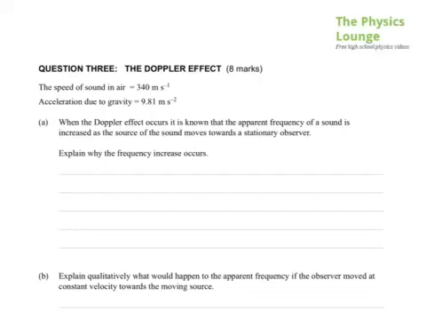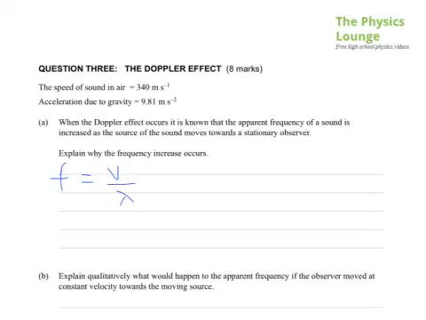When the Doppler effect occurs, it's known that the apparent frequency of a sound is increased as the source of the sound moves towards a stationary observer. Explain why the frequency increase occurs. So this is your standard Doppler effect explanation. I won't go into a lot of detail, but you should hang it on f equals v over lambda.